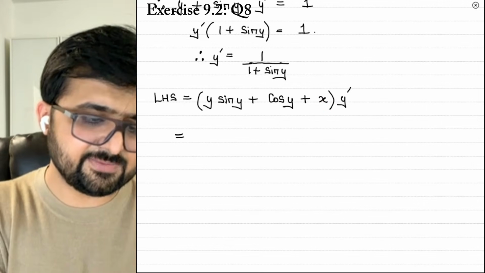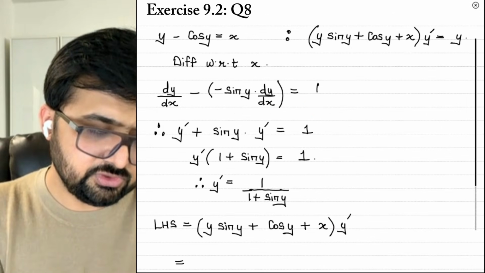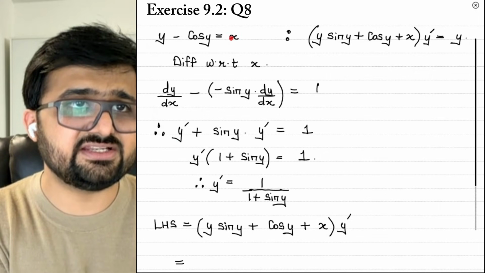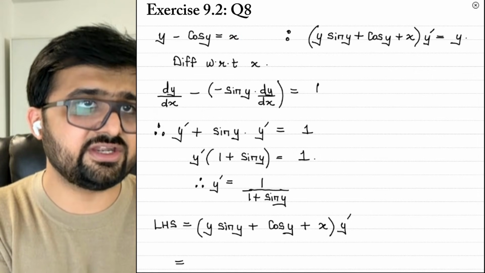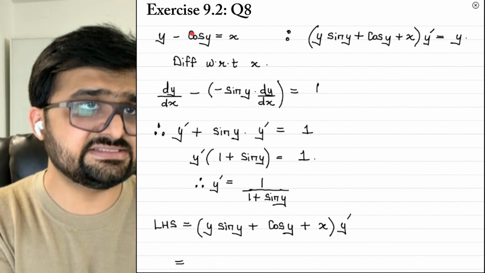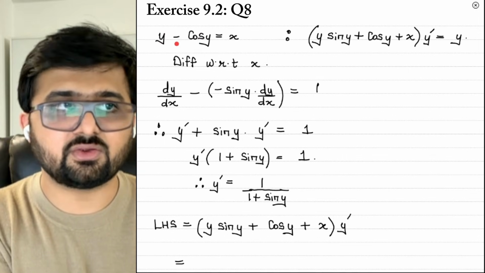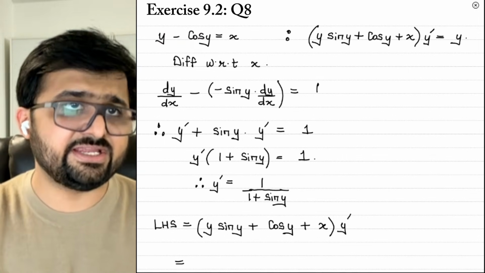So in order to eliminate that x term, if you go to your original equation, you see that there is a value of x already given. The value of x is y minus cos y. Okay, the value of x is y minus cos y.